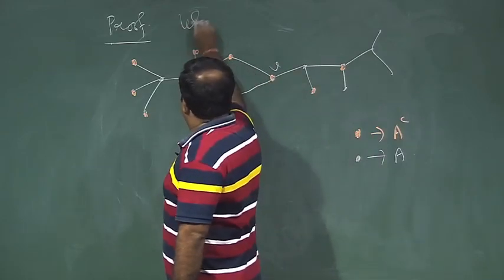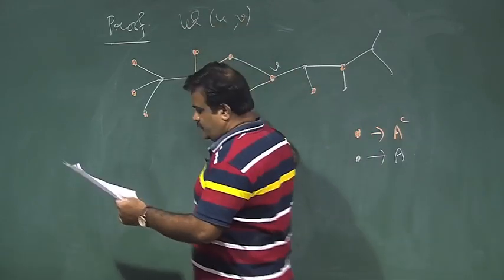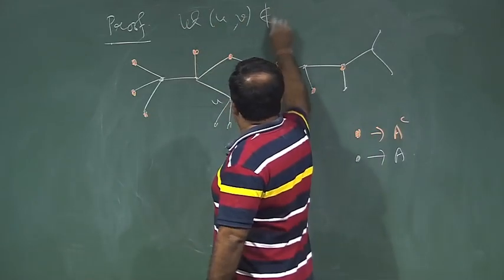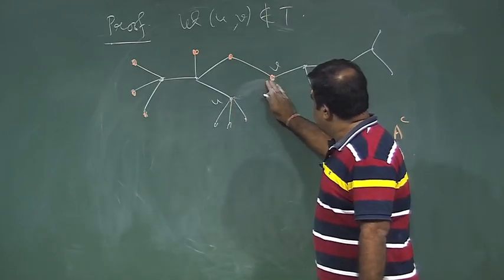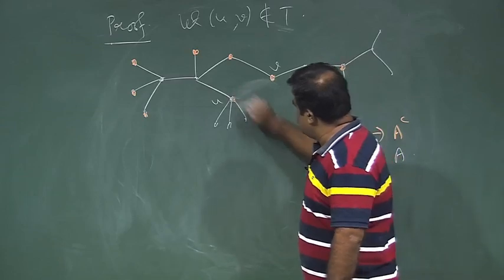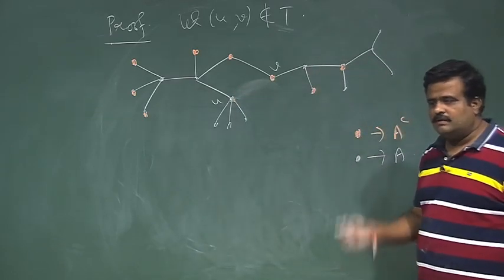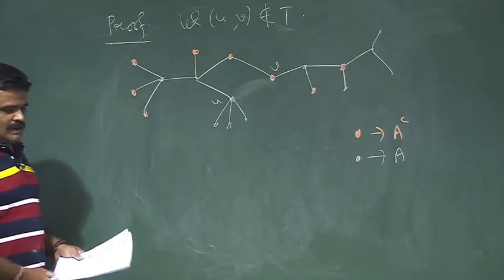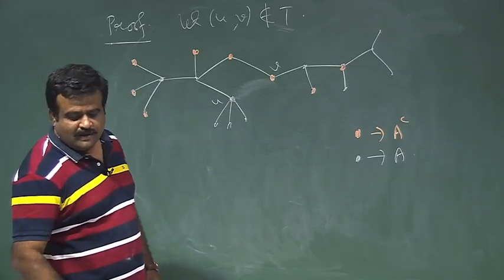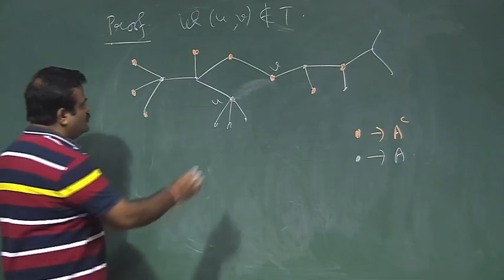Let UV not be in the minimum spanning tree. So, we are not having this edge in the minimum spanning tree. Then we have to reach a contradiction. So, that is the method of contradiction by which we will prove this theorem. Now, suppose this edge UV is not in the minimum spanning tree.